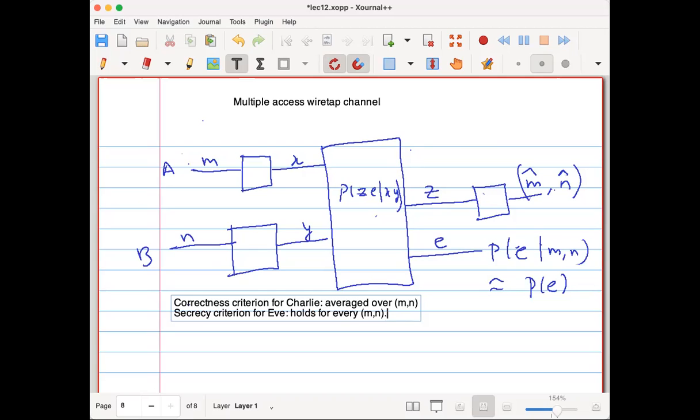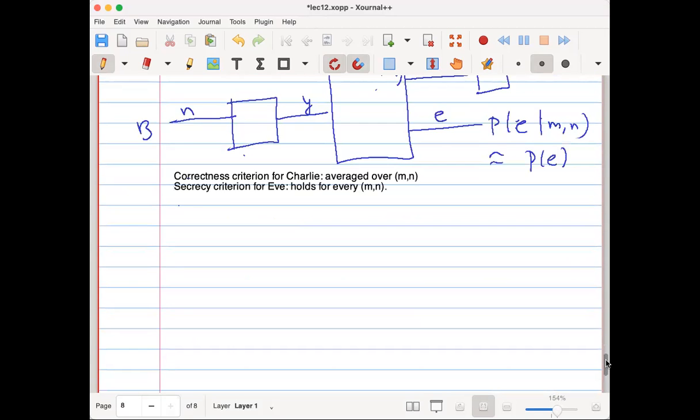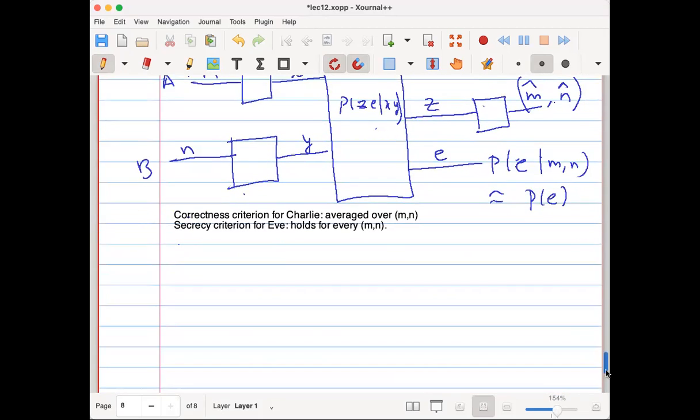Yeah. So any questions about the definition of the model? Okay, if not, let's proceed. So from our study of the multiple access channel and the wiretap channel, we know what to do out here. So we'll start off with random codebook construction as before. So random codebook.